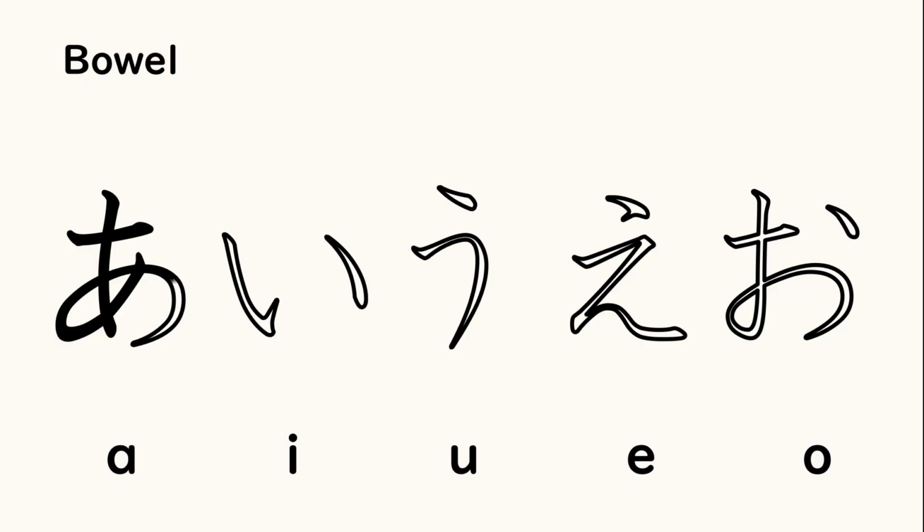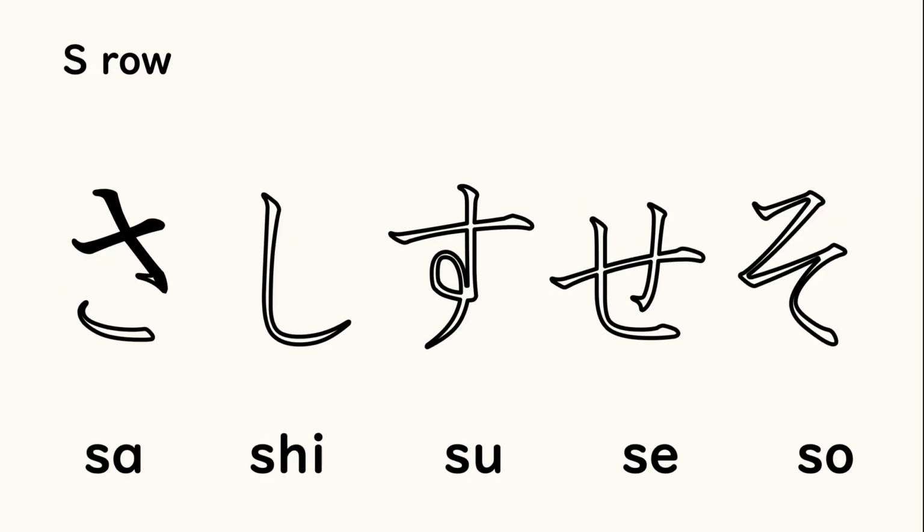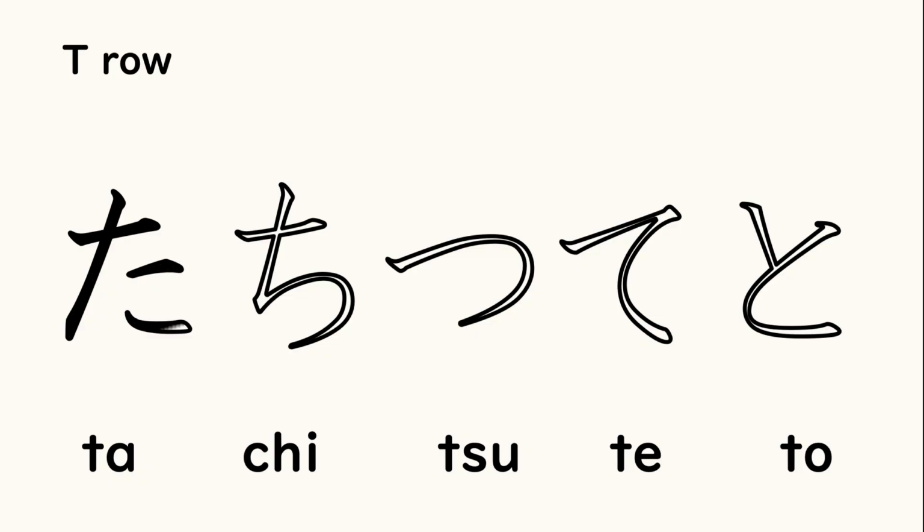A, I, U, E, O. Ka, ki, ku, ke, ko. Sa, shi, su, se, so. Ta, chi, tsu, te, to.